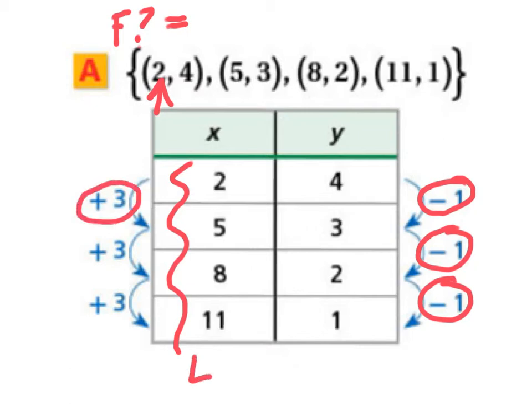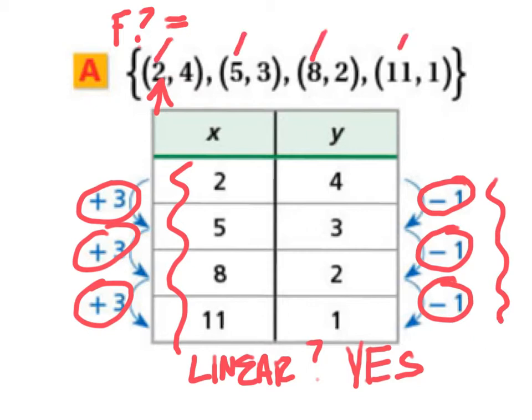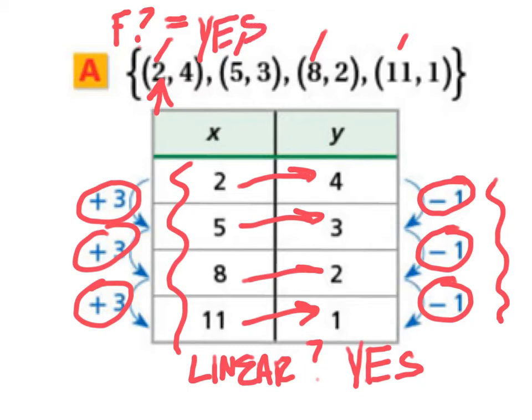If these are all going up or down by the same amount, and these are all going up or down by a consistent amount, then you can say that it is indeed linear, yes. And for the function, since we have all different x values, and they point to different y values, the answer is yes for a function as well.